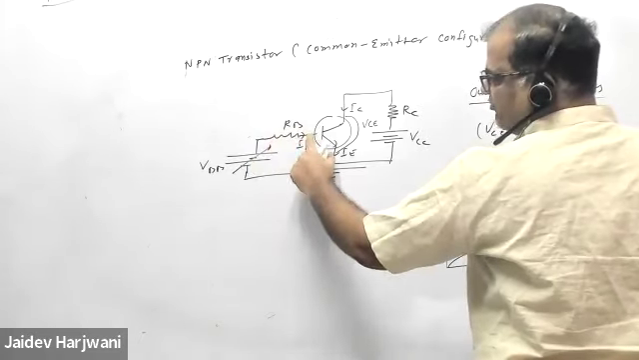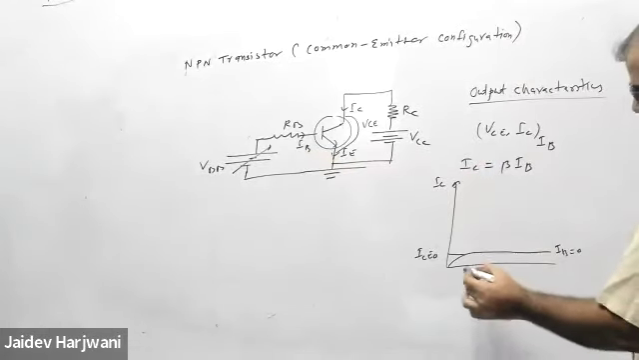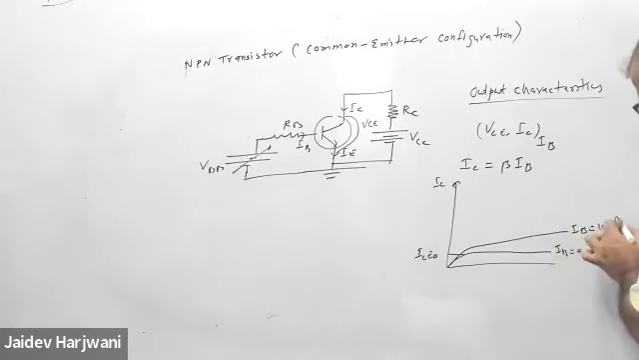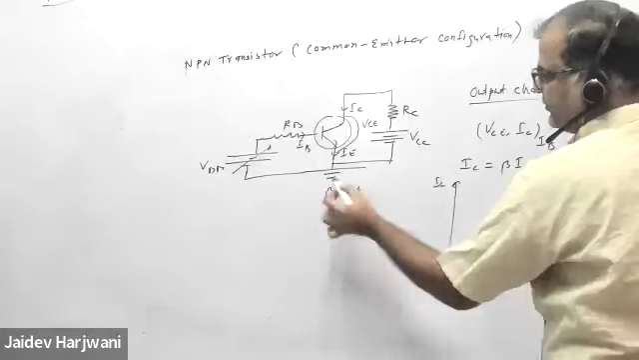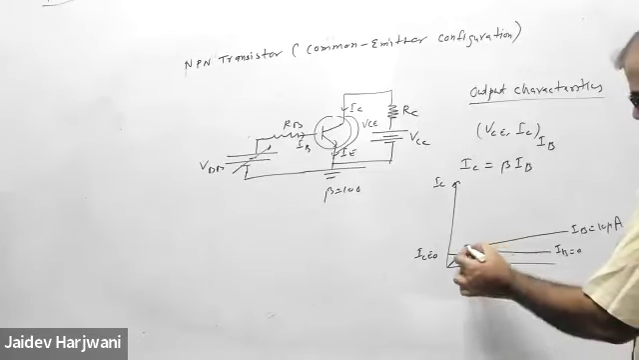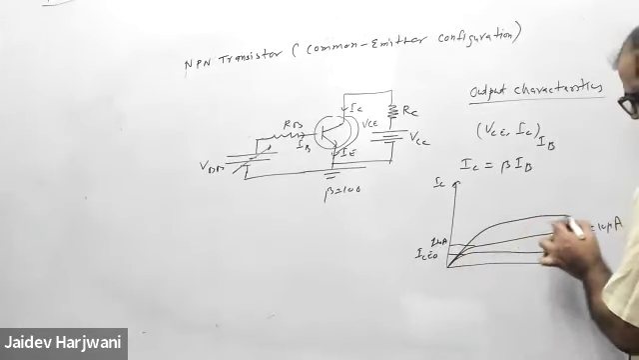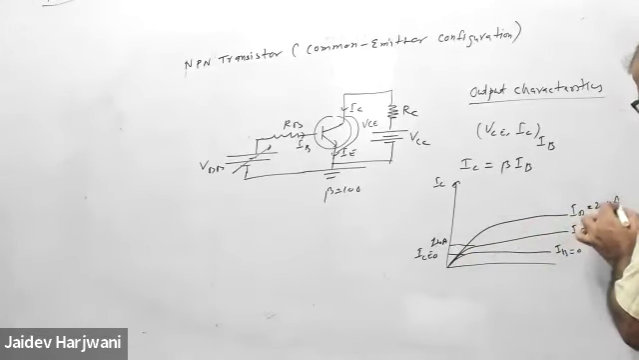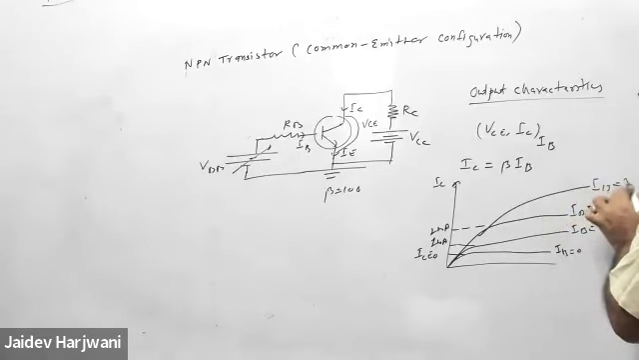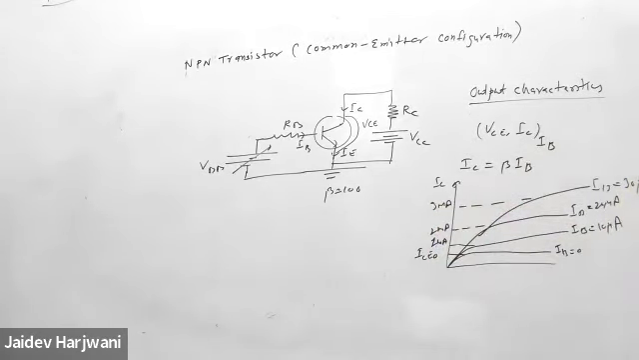Now if you slowly change the value here, the IB will increase, the voltage drop will increase here. This is fixed, this is changing, so IB is changing. When IB changes, IC will change. I told you yesterday, suppose my IB is say 10 microampere, and my beta is 100. So the IC will become 1 milliampere. For this IB curve, IC value will be 1 milliampere. Similarly, if IB is 20 microampere, this will be 2 milliampere, and if it is 30 microampere, this will be 3 milliampere. This is the output characteristics curve.